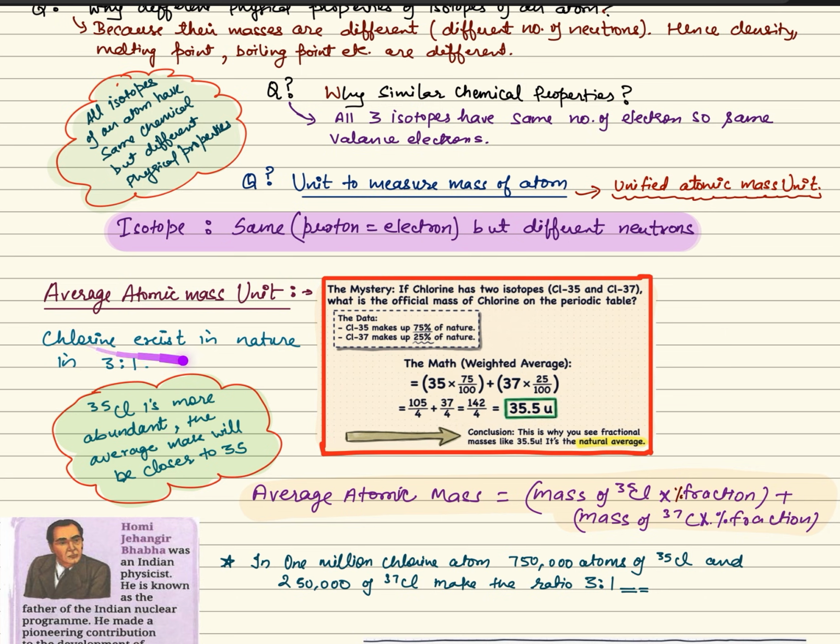So how can we find the average weight? The average weight is found with this formula: mass of the chlorine atom, that is 35, into the percentage fraction, that means 75 upon 100, plus the mass of the other isotope, that is 37, into 25 upon 100. Then we can calculate the average weight of the isotopes. This is why we see fractional masses like 35.5 units. This is the natural average of the isotopes, and since chlorine 35 is more abundant, the average mass will be closer to 35 than to 37, isn't it?